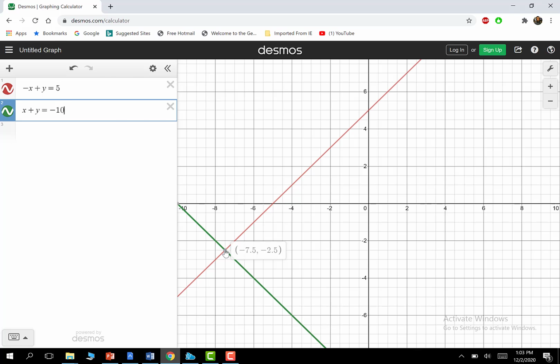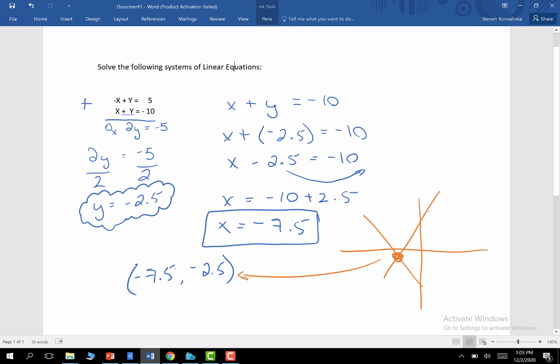But there you go. That's how to solve systems of linear equations through addition.